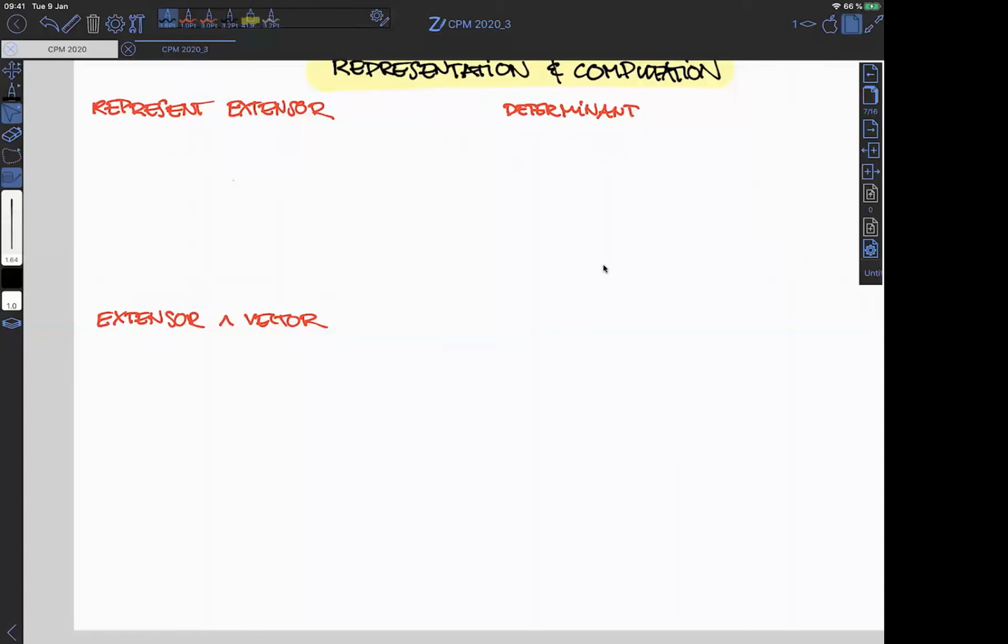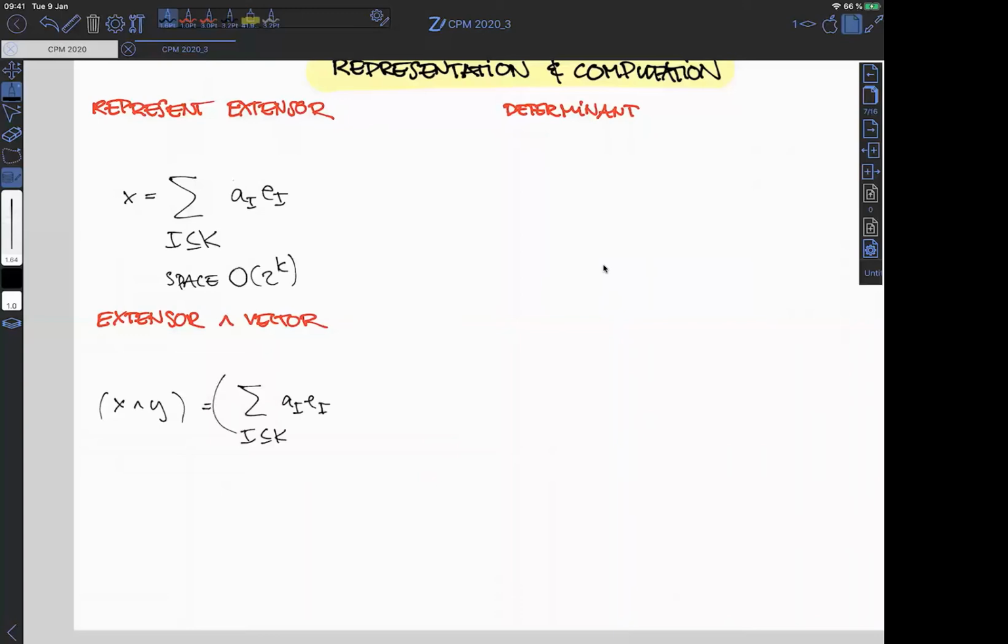So we will represent an extensor, as on the previous slide, in this form of just writing down the coefficients. So this takes space 2 to the k. We want to compute with these things, so let's write this down. There's 2 to the k space just to write down an extensor, and multiplying an extensor by a vector is this thing, which is large and scary, wedge something that is much nicer, namely this thing. So that takes something like 2 to the k times k operations in the underlying field.